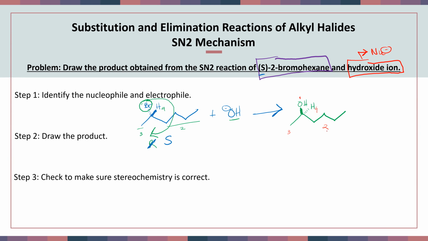If we go from 1 to 2 to 3, we're going clockwise. Because the hydroxy is coming out towards us, that's going to be R. And that's what we're looking for. We're looking for the R product. Okay? So our final answer is going to be R2 hydroxyhexane.